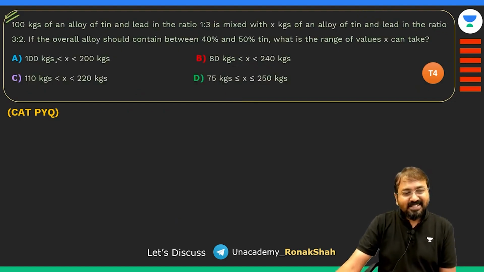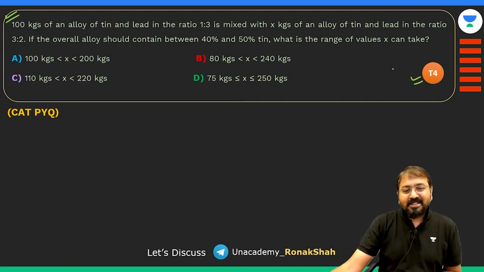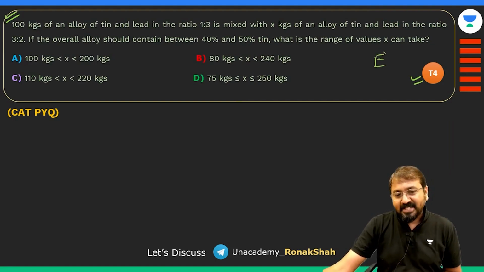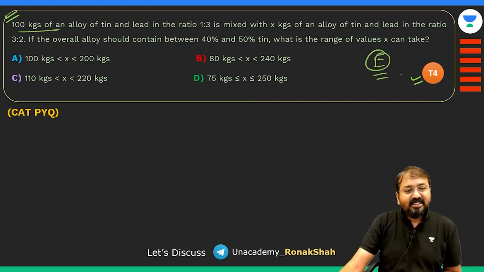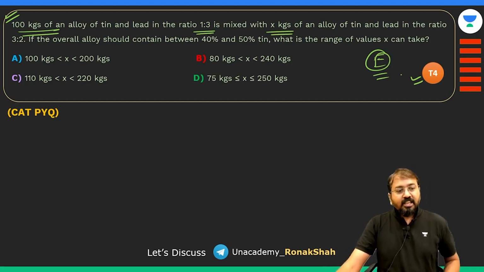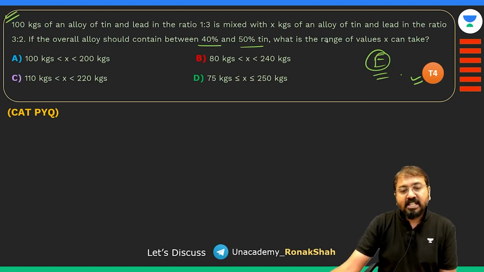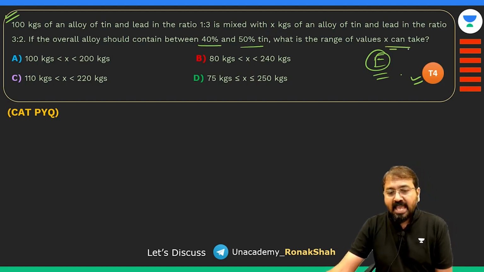But look at this question. Once again, it is of T4 variety. So this is a nice question, but once again I'll call it an easy question. So let's see how to solve it. 100 kg of an alloy of tin and lead in the ratio 1:3 is mixed with X kg of an alloy of tin and lead in the ratio 3:2. If the overall alloy should contain between 40% and 50% tin, what is the range of values X can take?